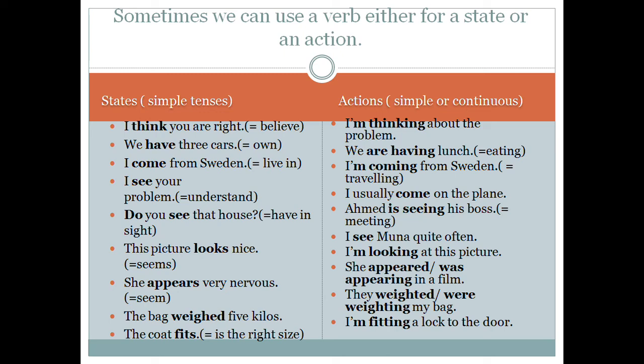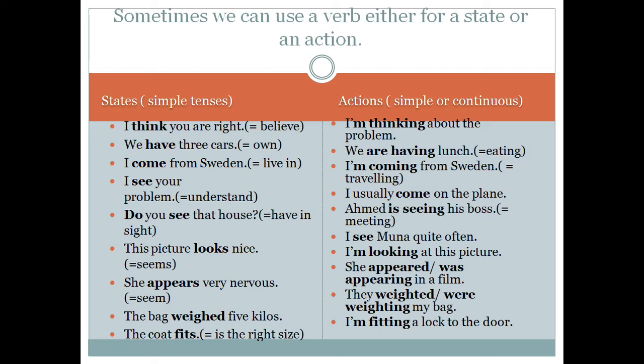We have 3 cars here. Possessive verb, own. This means that we own 3 cars, so it's a state verb. But when we say we are having lunch, here have means eat. It becomes an action verb, so it can be in continuous tense. We can put it in simple. We say we have lunch at 2 o'clock, or we can say we are having lunch now. Means we are eating lunch now.